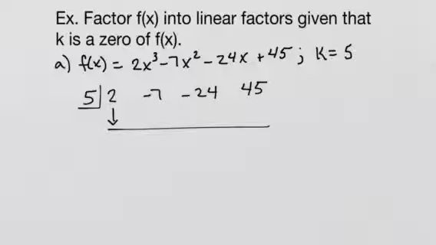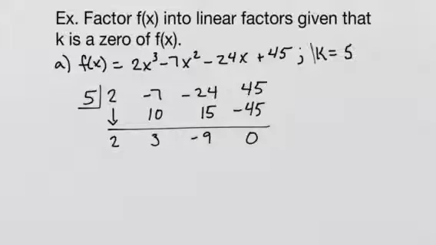We'll bring down the first number 2, multiply to get 10, subtract since our signs are different to get 3, multiply to get 15, subtract since our signs are different to get -9, multiply to get -45, and subtract to get 0. Now we expected to get a 0 because we were told that k equals 5 is a 0 of the function. What we're asked to do is to factor into linear factors.